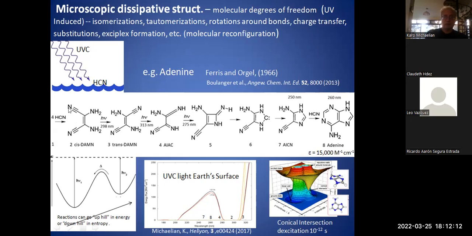And this has nothing to do with non-equilibrium. This would happen in any system, even if the light wasn't incident over the system. But now to go to the second stage here, which is called trans-DAM, you can see that that's just a rotation around this double bond here. So we have a rotation of this 180 degrees around the double bond to give us this structure.